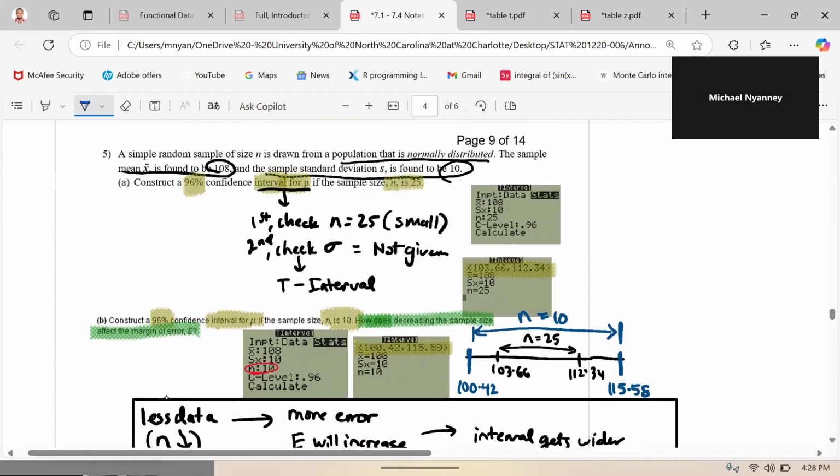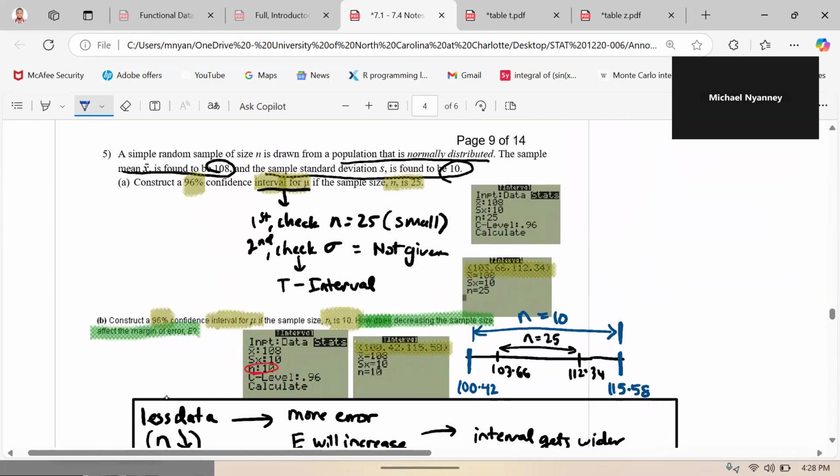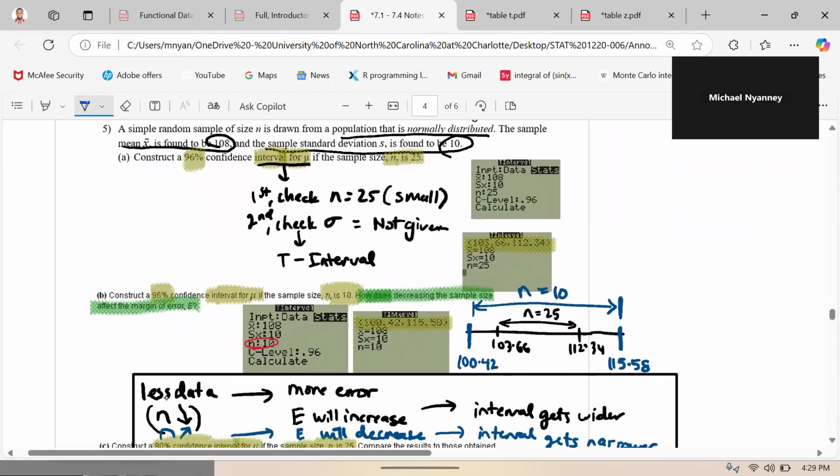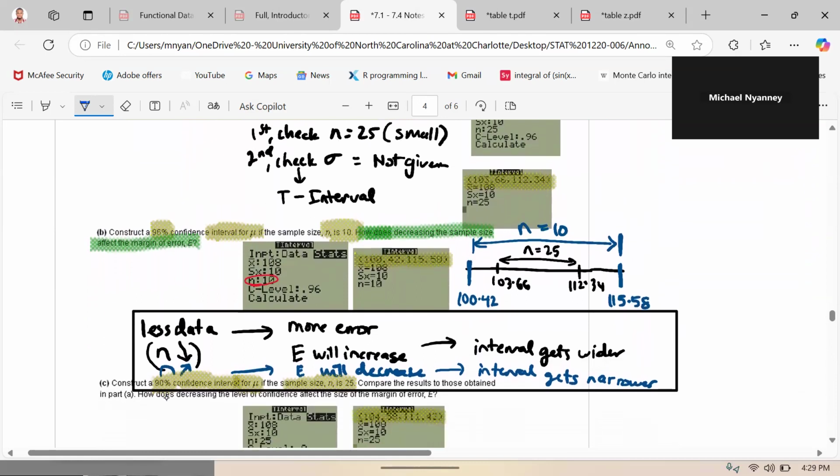So with the same confidence interval, when the n is 5, we had an answer. We have a confidence interval. But as we decrease the n size, how does decreasing the sample size affect the margin of error? So if we decrease our sample size, what happens? You realize that we actually widen the confidence interval.